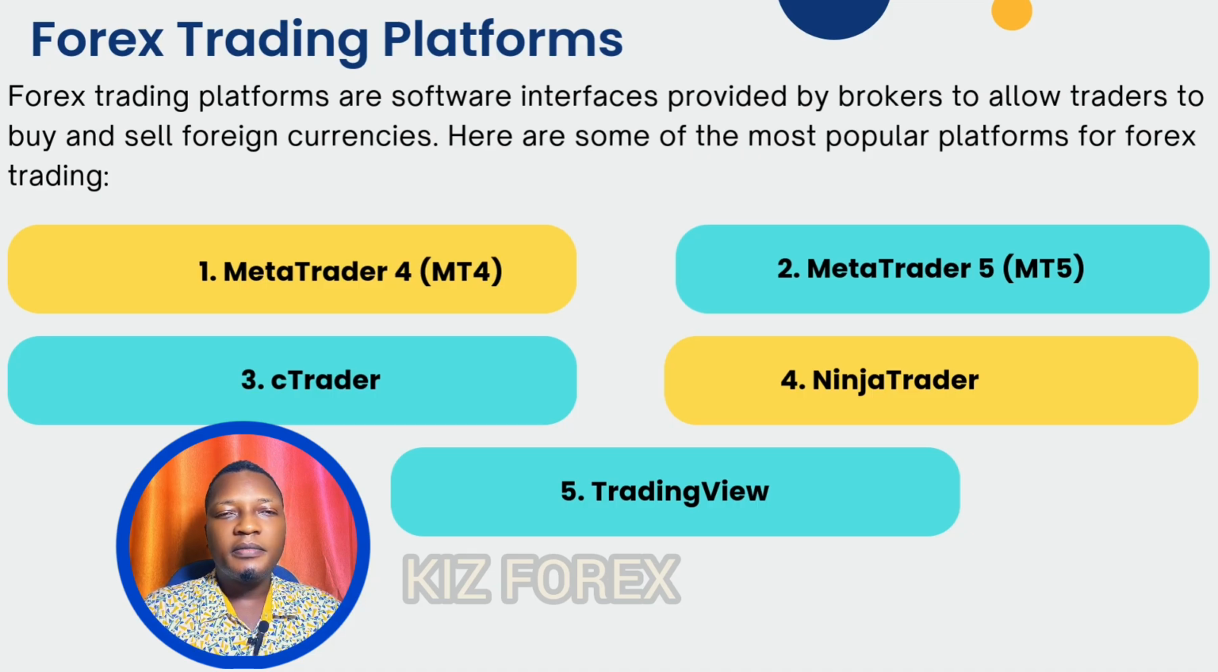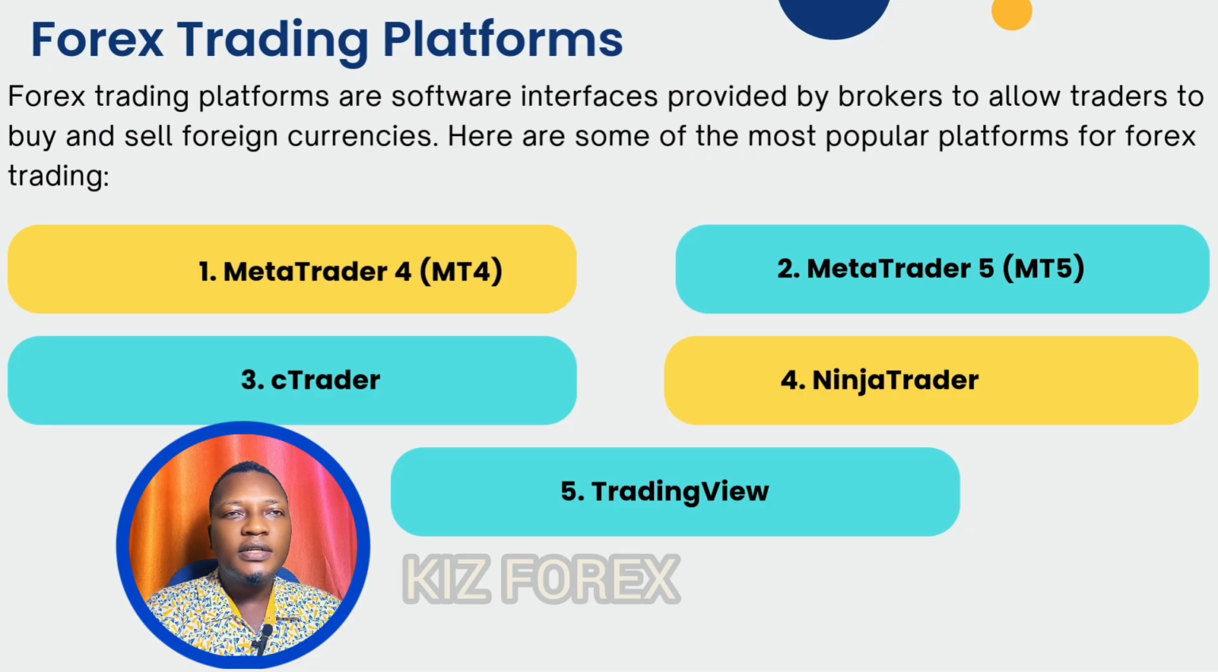One of these platforms is, of course, the MetaTrader 4. The MetaTrader 4 is one of those platforms that the broker offers to their traders to be able to trade in the market. Another platform is the MetaTrader 5. MetaTrader 5 is the upgraded version of the MetaTrader 4. They are similar, but there is a slight difference between the two.